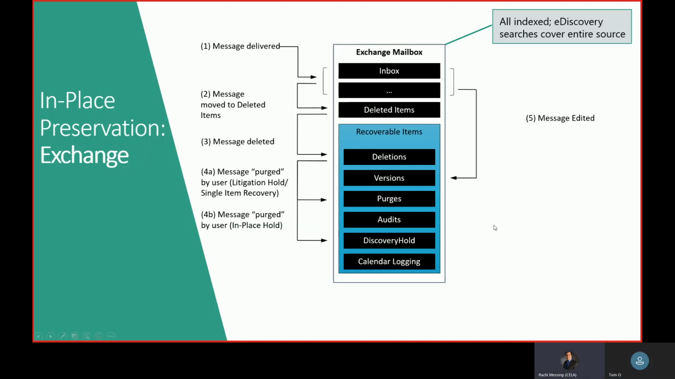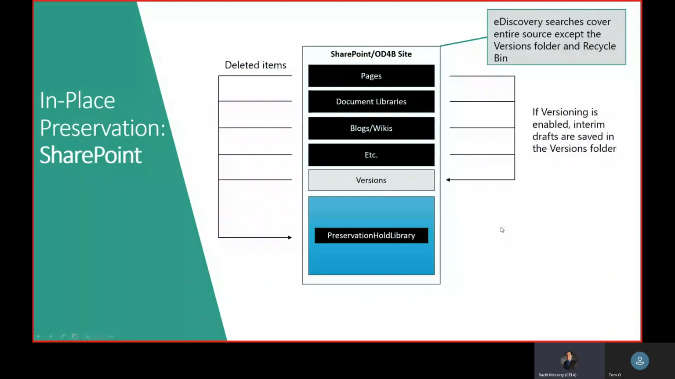Great. The same thing applies on the SharePoint or the OneDrive side, where I might have all kinds of different things on the top here that are viewable to the end user. But if they delete it, if they edit it, then any data that's on hold will automatically be kept in the preservation hold library, which is a hidden part of the site, which the end user doesn't see, but again, is viewable and searchable by eDiscovery.